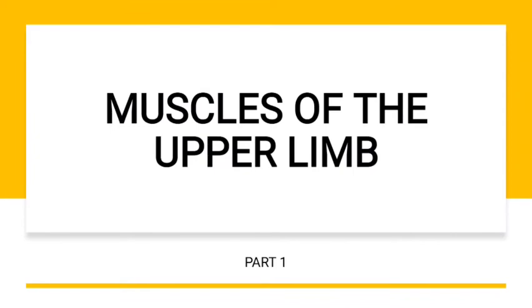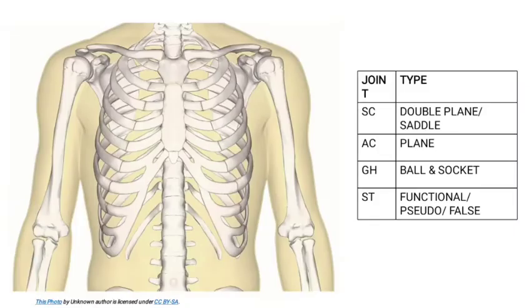So before we proceed with talking about the muscles, the proper muscles of the upper limb, let's have a brief review about the joints that we can see within the upper extremity. So here in the slide, I've summarized the names of the joints and what type they are. So let's begin with the first one.